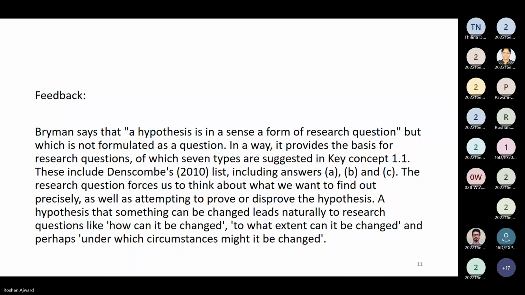Okay. So you can see Denscombe came up with 7 types of research questions. But in those 7 types, this particular type called hypothesis was not there. Is that clear? Yes, sir. Thank you.